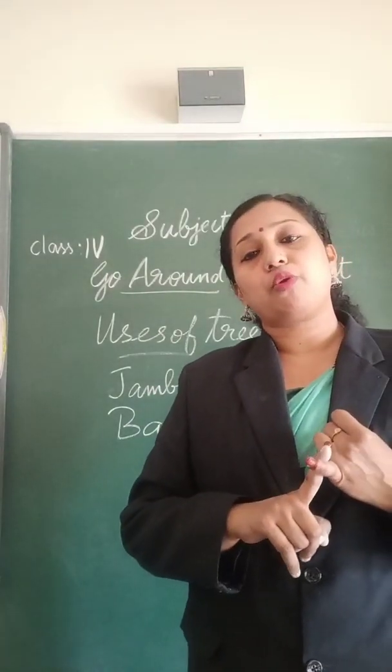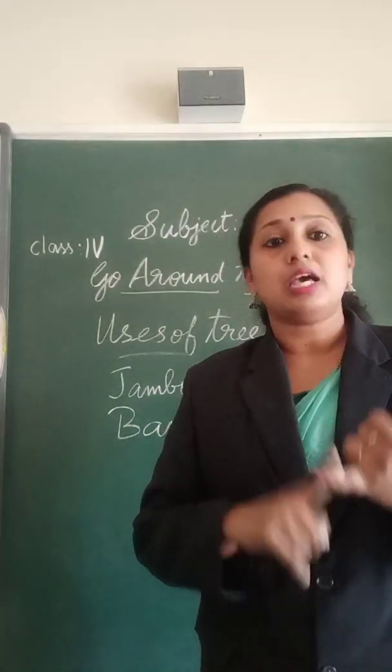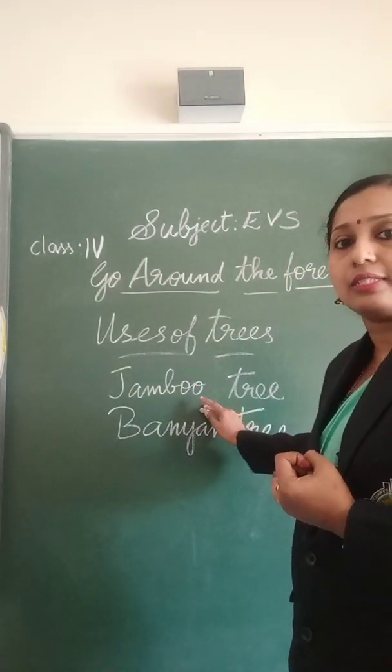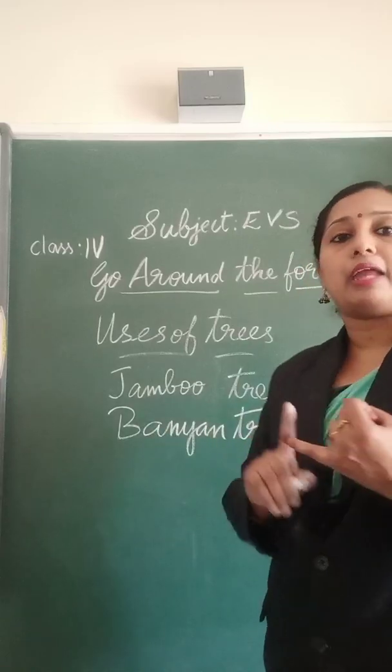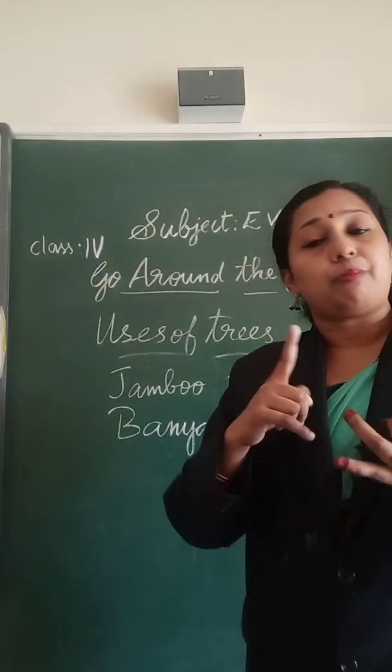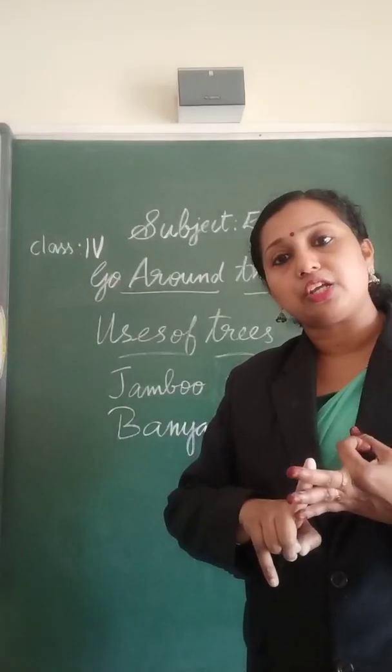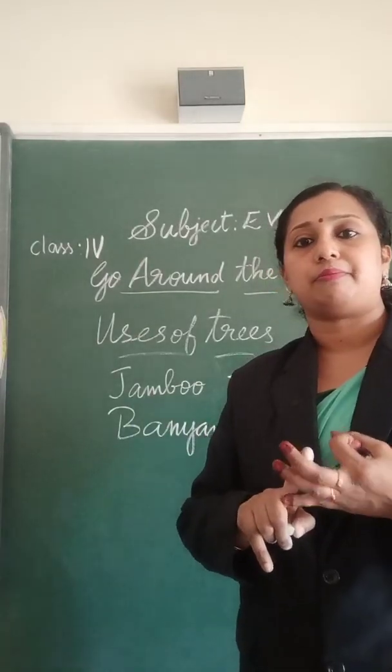Jambo tree is used for making jams and jellies. It is also used for the preparation of medicines. Then comes the banyan tree. Banyan tree provides shade, pure air, and it is also used for the preparation of medicines.